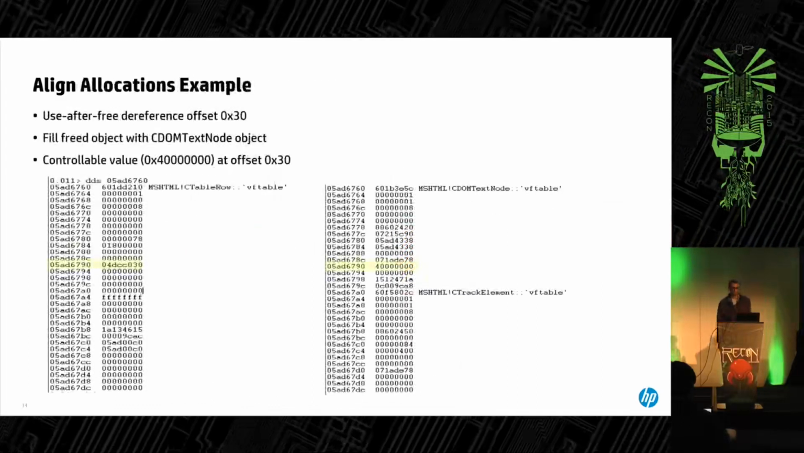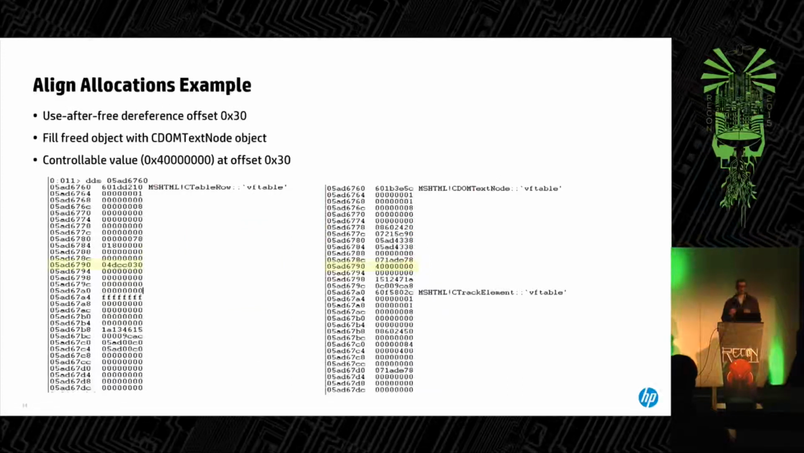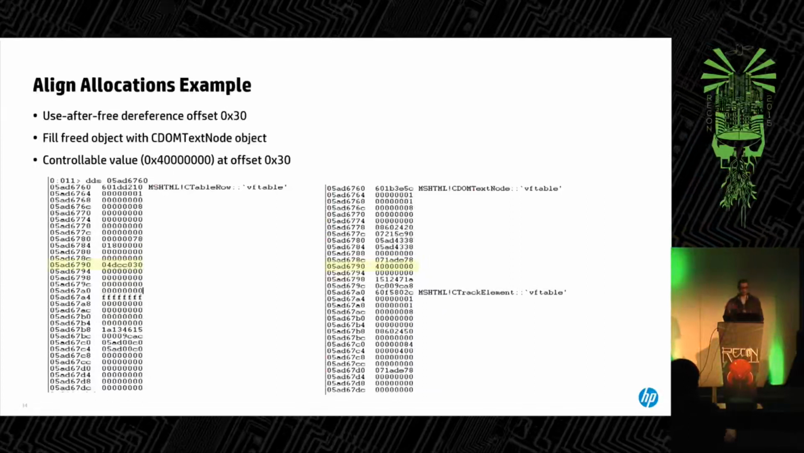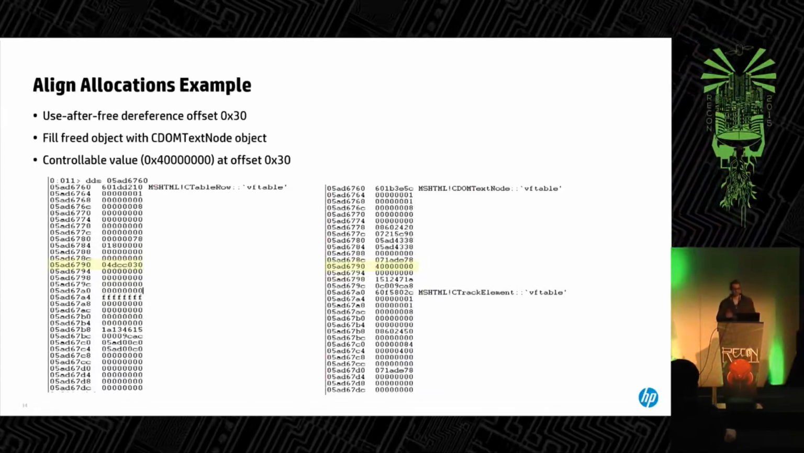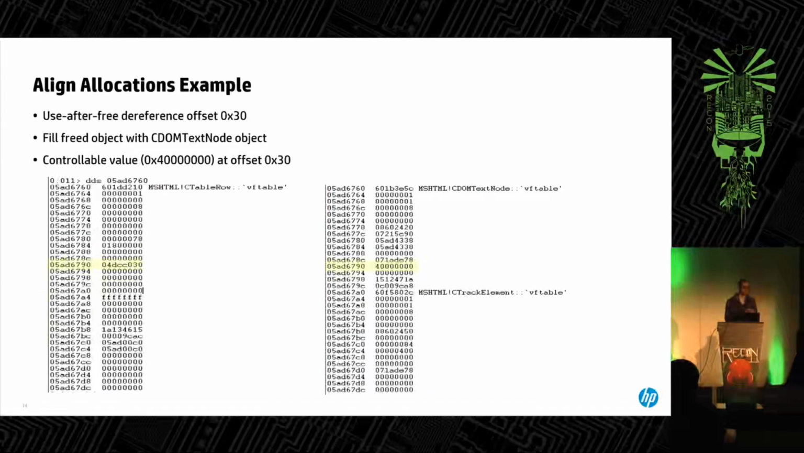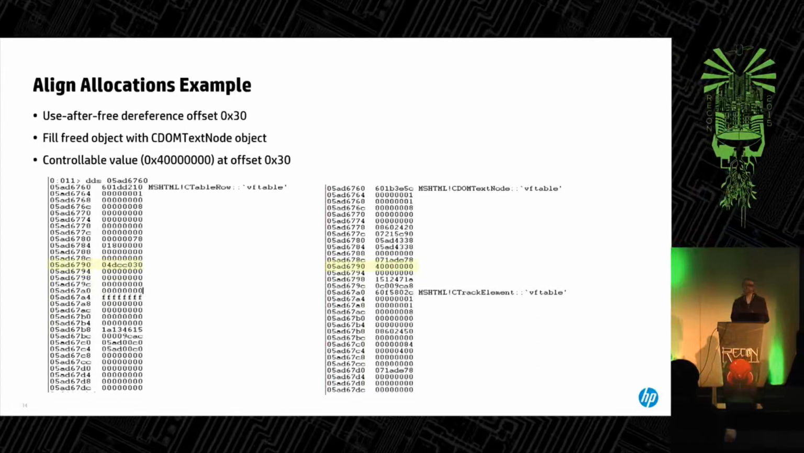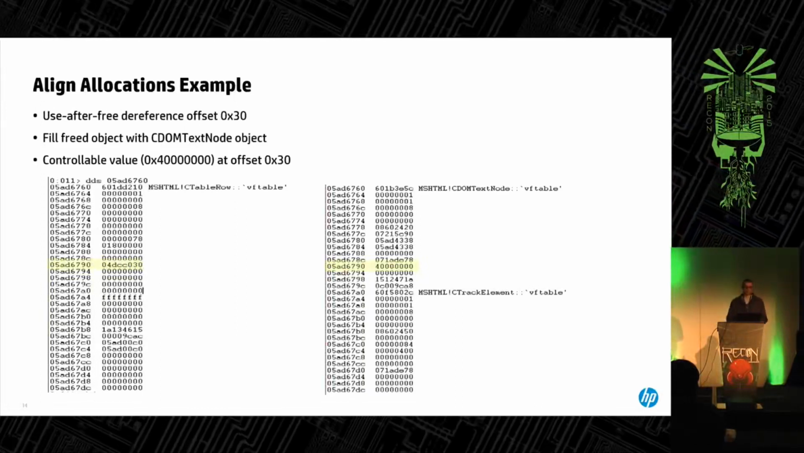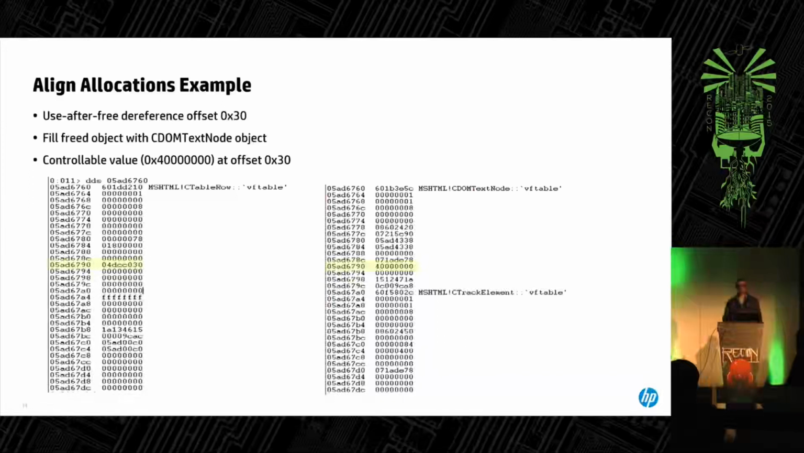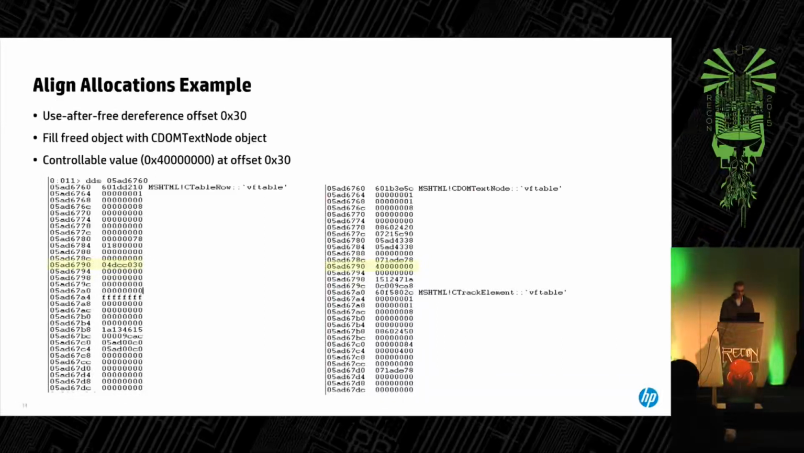So this is the WinDbg dump. It's a before and after. Basically, it shows the CTableRow before being freed and overwritten, and later on, we overrode it with a CDOMTextNode. Highlighted in yellow is the offset that we're targeting. So basically, CDOMTextNode contains at that specific offset 4000, which can be sprayed. So basically, we partially control that offset.